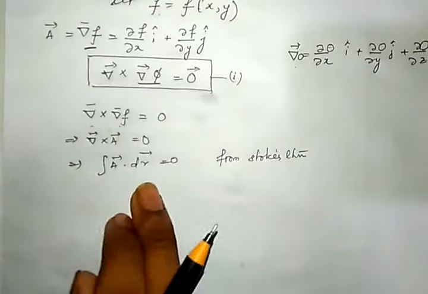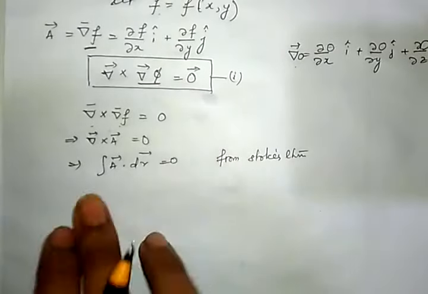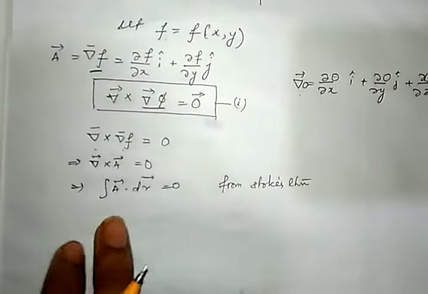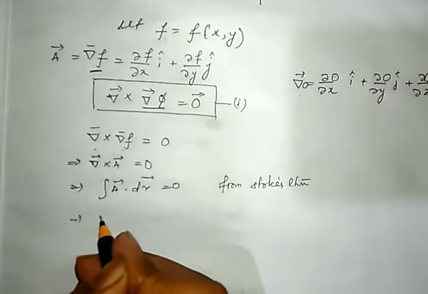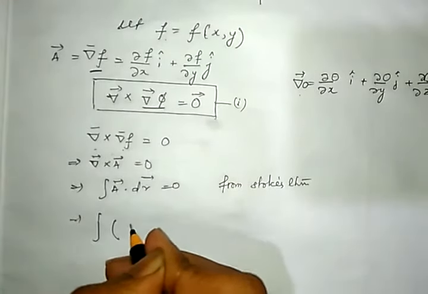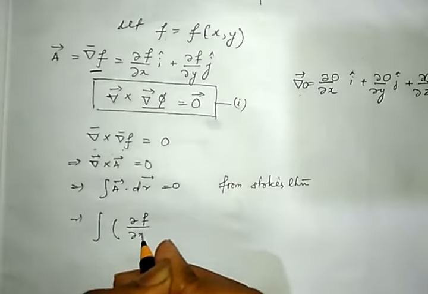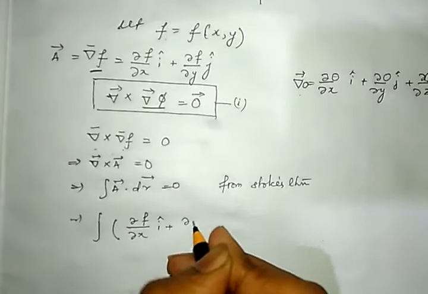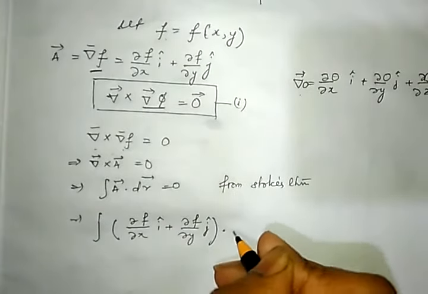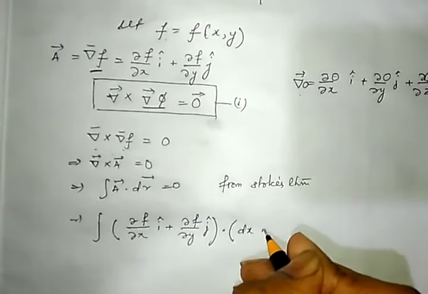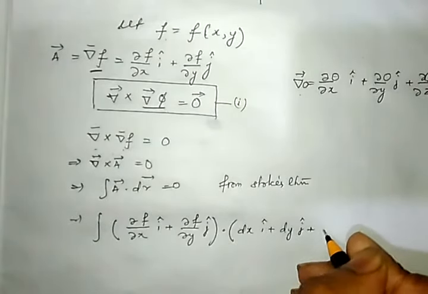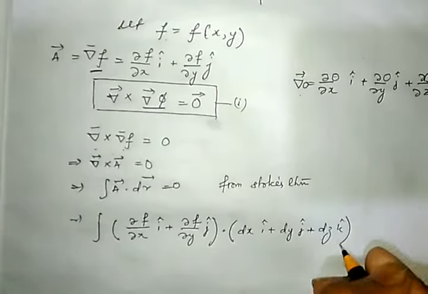Say that A dot dr is equal to 0 from Stokes theorem. Now, A vector is here, and let's do A vector dot dr. Well, A vector dot dr is going to be, A vector is ∂f/∂x, ∂f/∂y, dotted with dx, dz k cap.